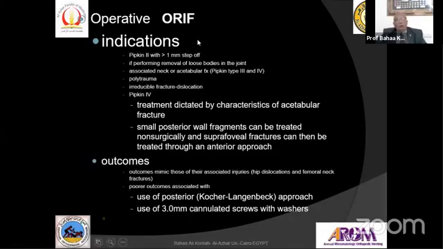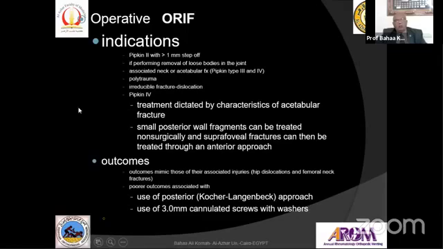Operative management is indicated for Pipkin type 2 with more than 1 centimeter step off, if performing removal of a loose body in the joint, associated neck or acetabulum fracture like Pipkin 3 or Pipkin 4, or a polytrauma patient, irreducible fracture dislocation, or Pipkin 4. Treatment is dictated by the characteristics of the acetabulum fracture. A small posterior wall fragment can be treated non-surgically, and a suprafoveal fracture can be treated through an anterior approach.